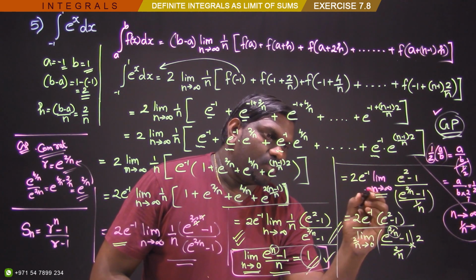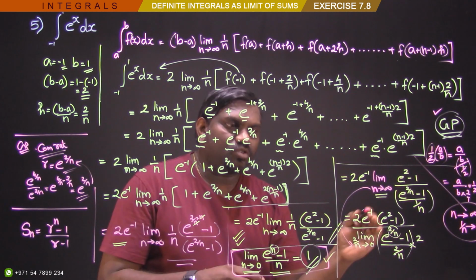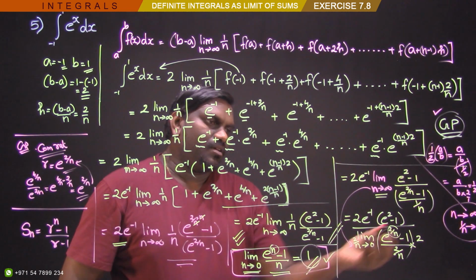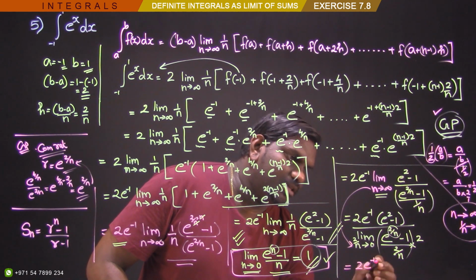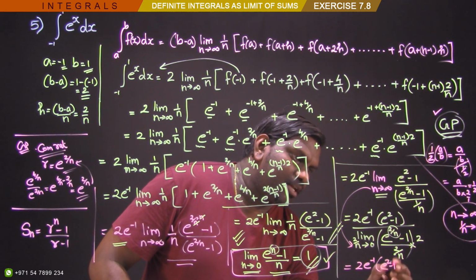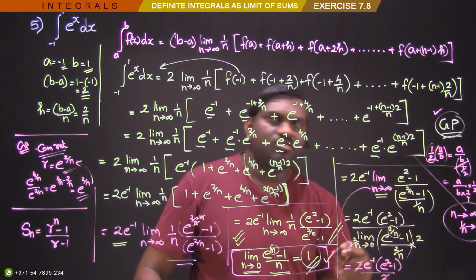If so, this could be changed to this limit. I only gave a 2 by n there, because this should need to go and be 1. That is why. So what I will end up with, dear, this will be 2 into e raised to 2 minus 1 by 2. The 2 and 2 get cancelled, because this whole thing is going to be 1.